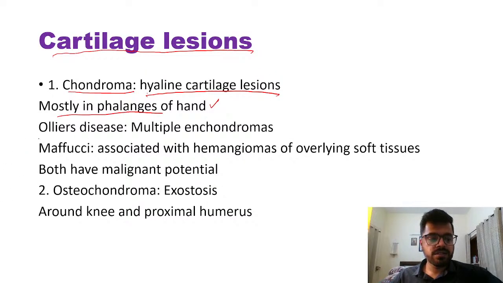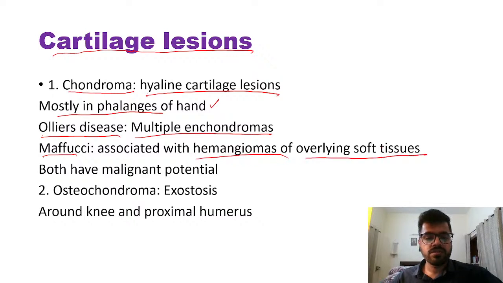And there are certain syndromes associated with it, like Ollier's disease, multiple enchondromas, and Maffucci disease, which is associated with hemangiomas of the overlying soft tissue. Usually, enchondromas are benign, but those associated with these syndromes, Ollier's and Maffucci, have malignant potential. Both of them have malignant potential.